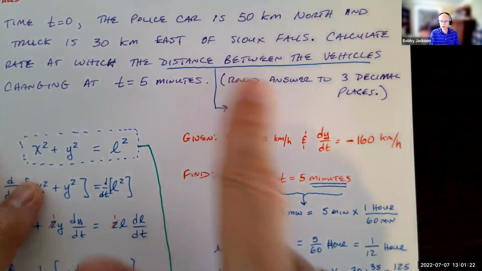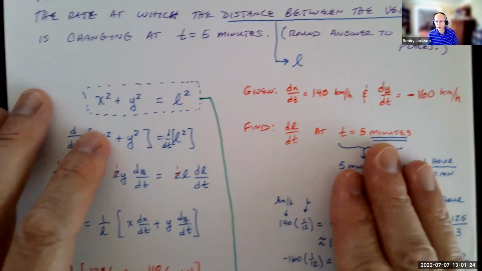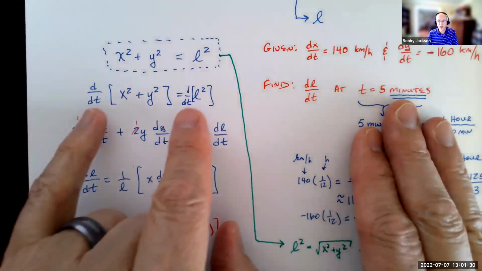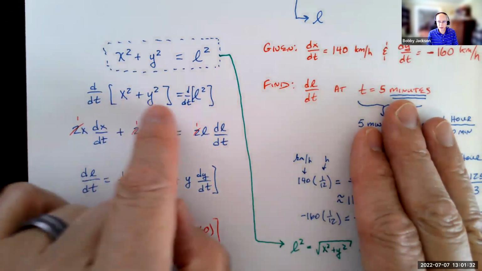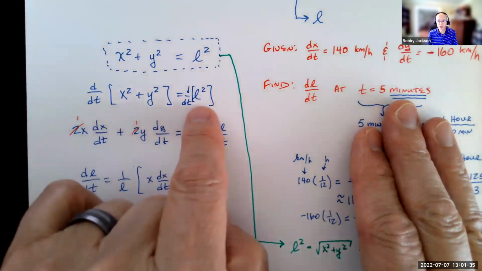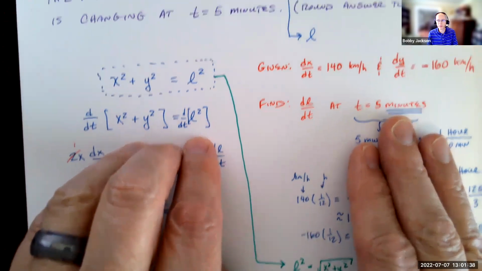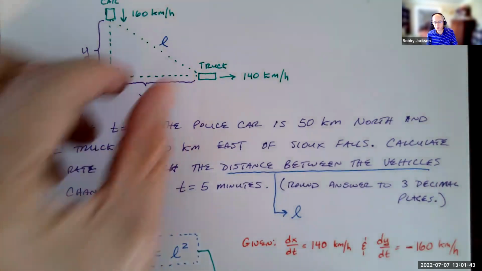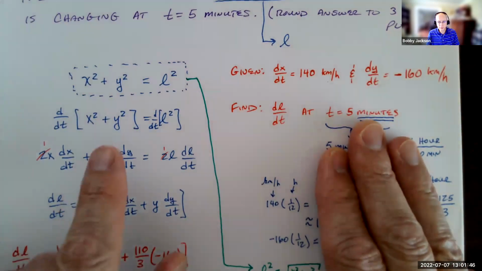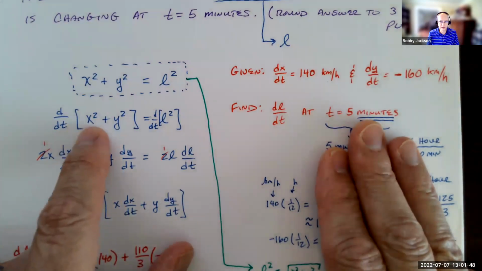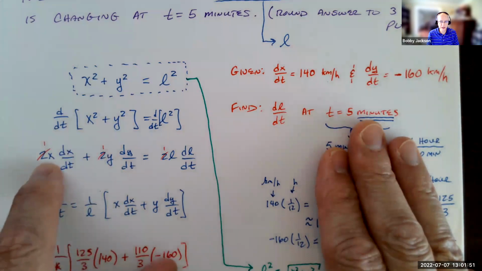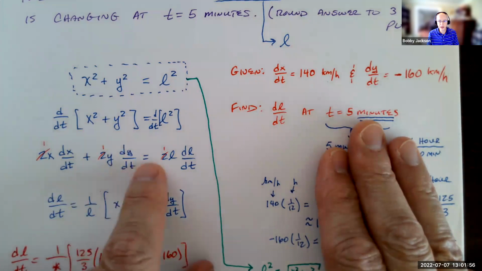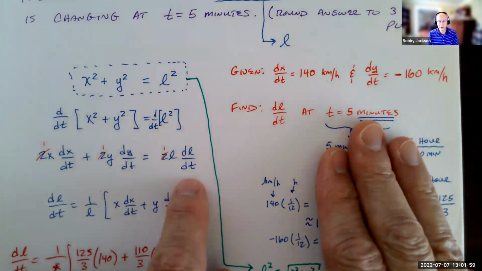That's the rate of change of the distance between the vehicles at t equals 5 minutes. So we differentiate both sides of our equation with respect to time. All 3 of these variables, x, y, and L, are not constants with respect to time. They are all changing. So, chain rule: the derivative with respect to t of x squared is 2x times dx/dt. The derivative of y squared is 2y dy/dt, and the derivative of L squared is 2L dL/dt.